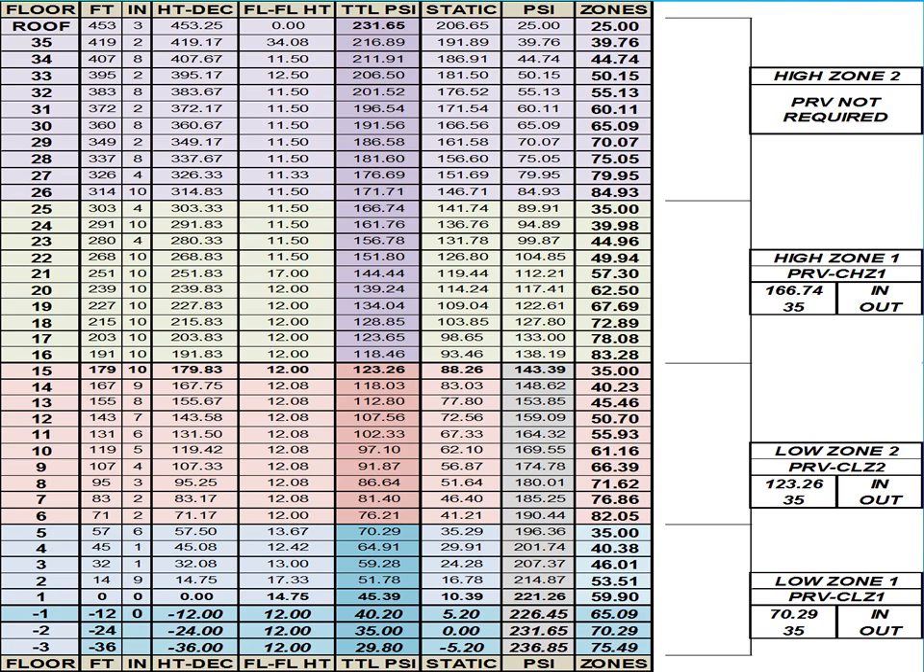We see on the left the floor, then we see the elevation in feet and inches, then we see the height in decimals, and the floor to floor height, which is derived from those numbers. See, a lot of them are 11.5, but some of them are different. And then we have some that are 12 feet, we have some that are more, we have some that are less.